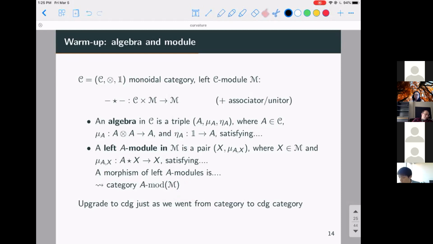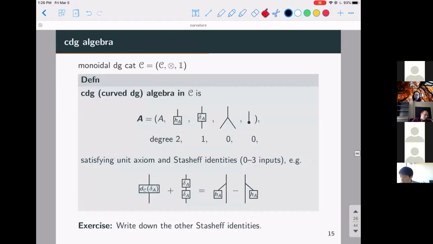But now if you understand this, the definition of a CDG category, then you can just do the exact same upgrade that we just did from category to CDG category and update these notions to CDG. So for example, here's the notion of a Cdg algebra in a monoidal DG category. And it follows exactly this pattern that we had before.